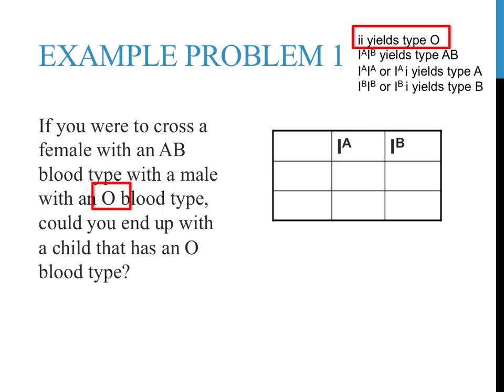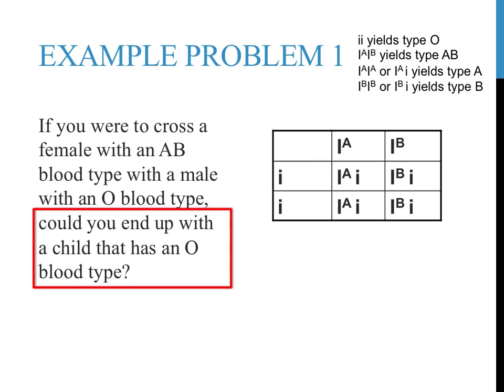The next part of this problem states that you would cross this female with a male that has an O blood type. Just like before, refer to the key at the top of this slide. There is only one genotype that can give you an O blood type, which is listed here as lowercase i, lowercase i. Again, take this information and put it on the outside of the Punnett square.